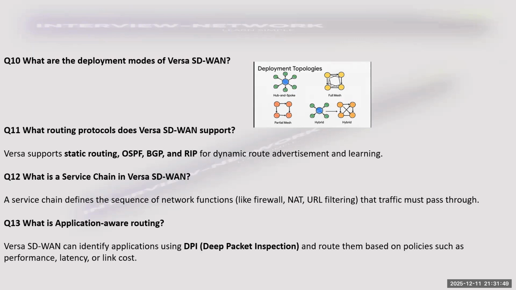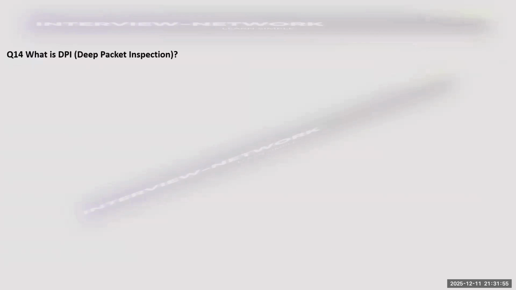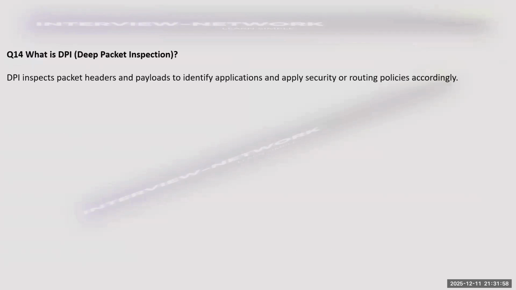So it uses deep packet inspection. On that basis, it routes the entire packet. We'll understand this later on in this video. So what is deep packet inspection? Deep packet inspection inspects packet headers and payloads to identify applications and apply security or routing policies accordingly.